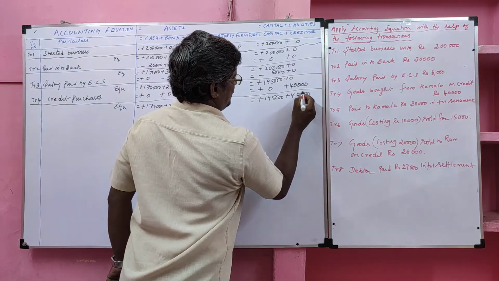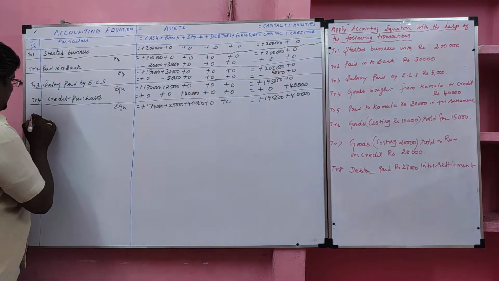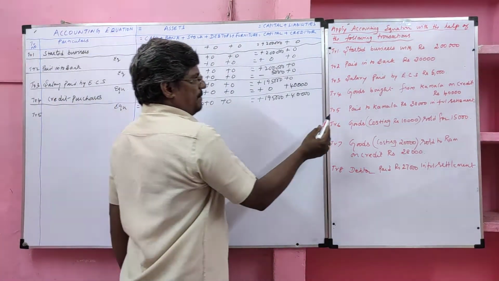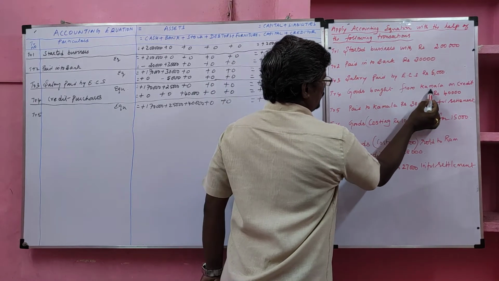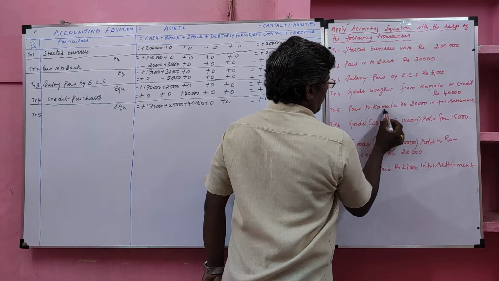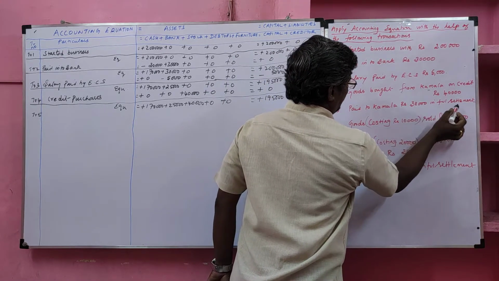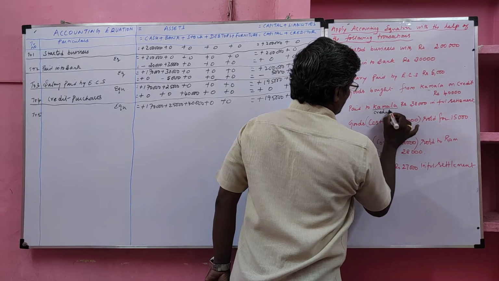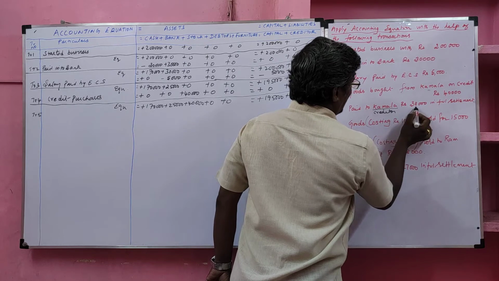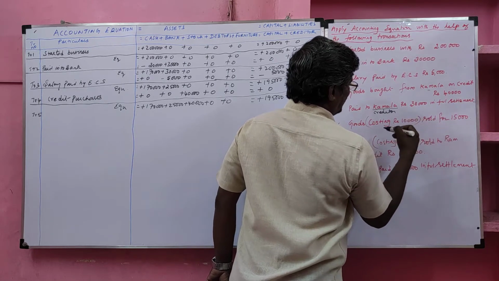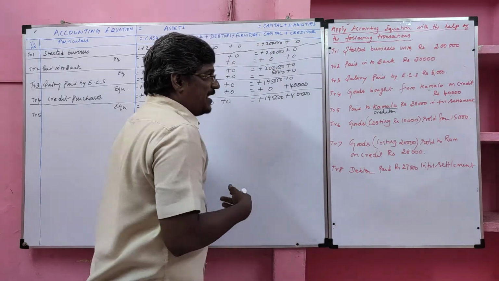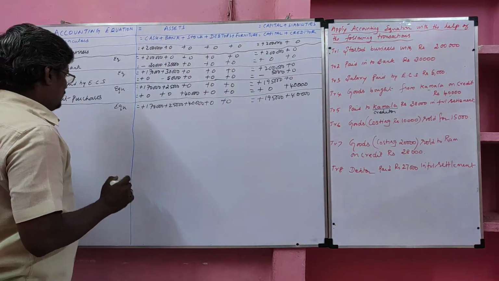Next transaction number 5. We bought goods from Kamala, and paid to Kamala rupees 38,000 in full settlement. That is paid to creditor. Actually we owe to creditor 40,000, but by paying 38,000 we are settling the account.